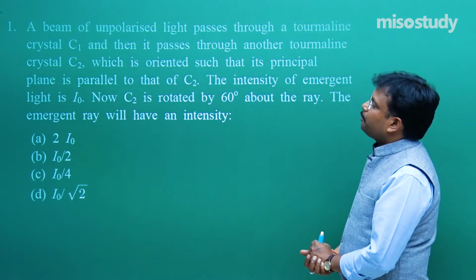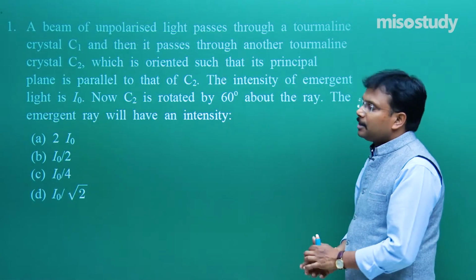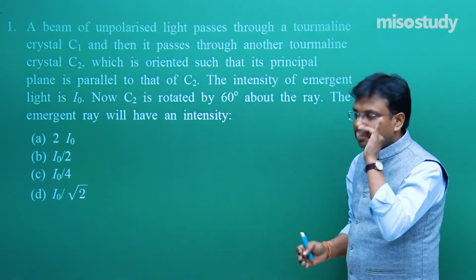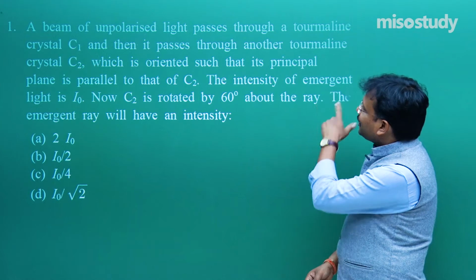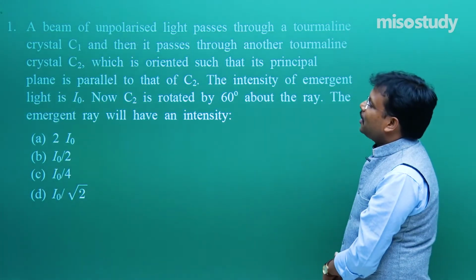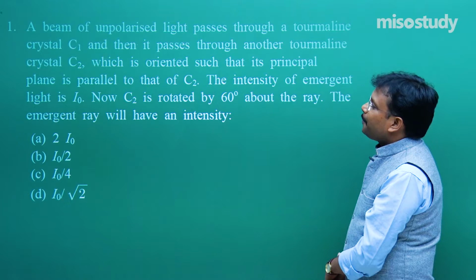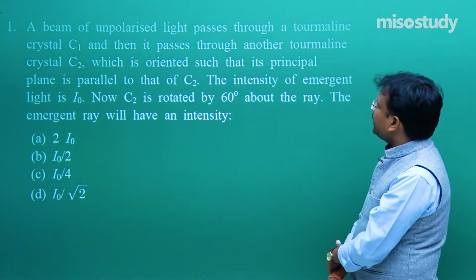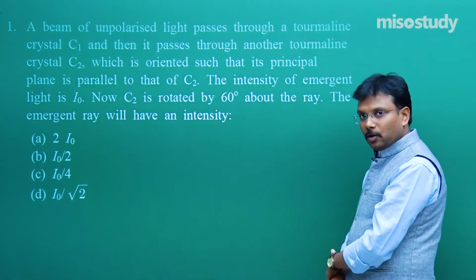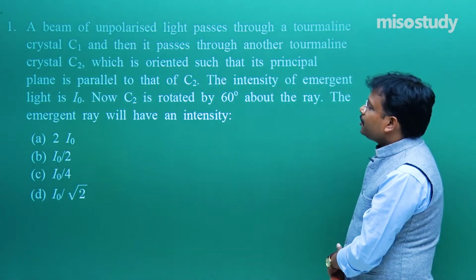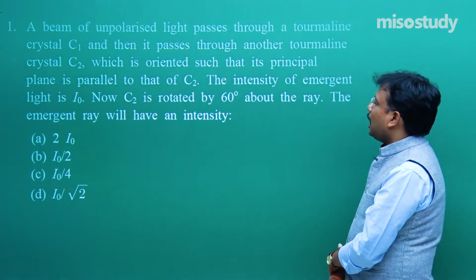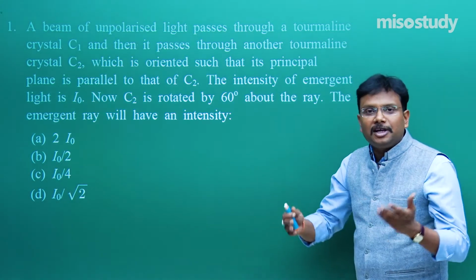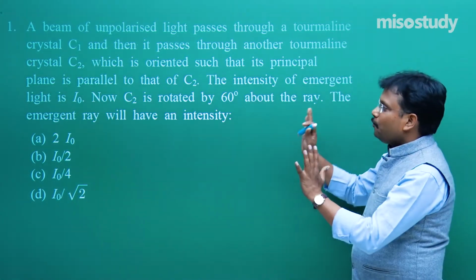Initially you have unpolarized light and it is passing through tourmaline crystal C1. C1 means there are various crystals. The first crystal is C1, and then the light passes through another tourmaline crystal C2, which is oriented such that its principal plane is parallel to that of C1. The intensity of the emergent light is I0. Now, C2 is rotated by 60 degrees about the ray. The emergent ray will have an intensity of how much?